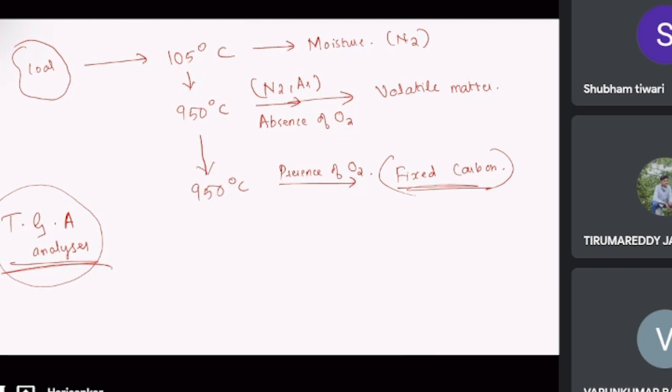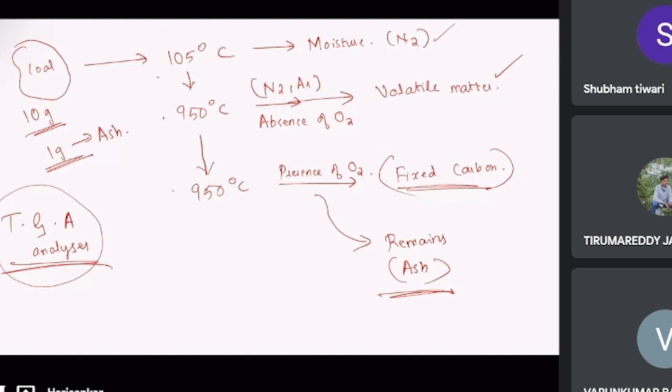If you heat it at 950 degrees Celsius in the presence of oxygen, let's say you have 10 gram of coal, and after these three steps, let's say 1 gram of coal is remaining. This 1 gram is actually ash. So in essence, after doing this process, whatever remains is the ash content. Right. Now, as you correctly mentioned, you have the amount of moisture, the amount of volatile, and the amount of ash.